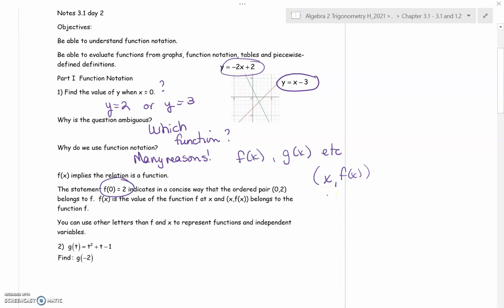Okay, so let's talk about other letters. You can use other letters other than f and x because, again, the f is referring to a function and the x is referring to the independent variable. But notice I could say g of t. So go ahead and pause the video and substitute -2 in everywhere you see a t in the function g.